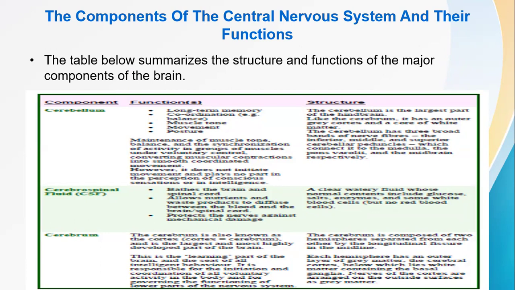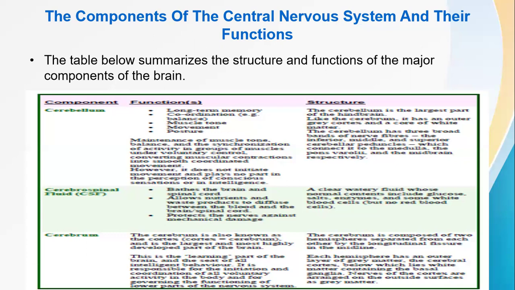The functions of this are long-term memory and coordination, for example balance, muscle tone, movement, and posture. These are just the main functions of the cerebellum. Also, maintenance of muscle tone, balance, and the synchronization of activity in groups of muscles, and voluntary control. Also, converting muscle contraction into coordinated muscle movements. However, it does not initiate movement and plays no part in the perception of conscious sensations or in intelligence. So here are the main functions of the cerebellum.